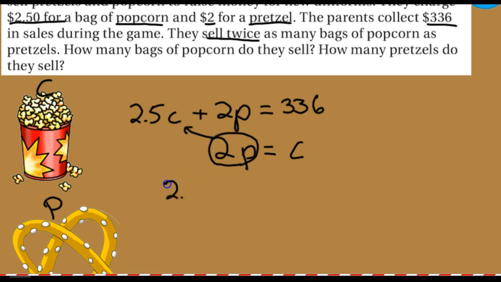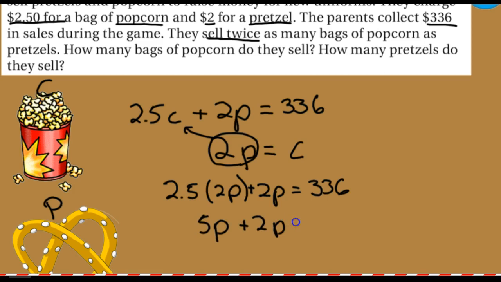So we have 2.5 times 2p plus 2p equals 336. Now 2.5 times 2p gives us 5p plus 2p equals 336. We can combine like terms. 5 plus 2 gives us 7p, and that equals 336.